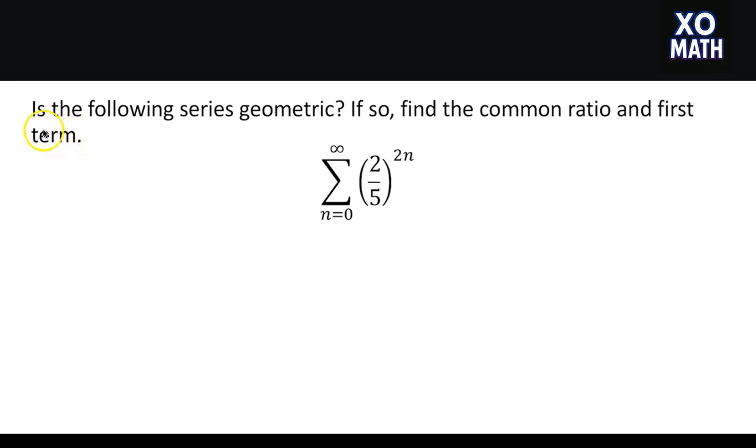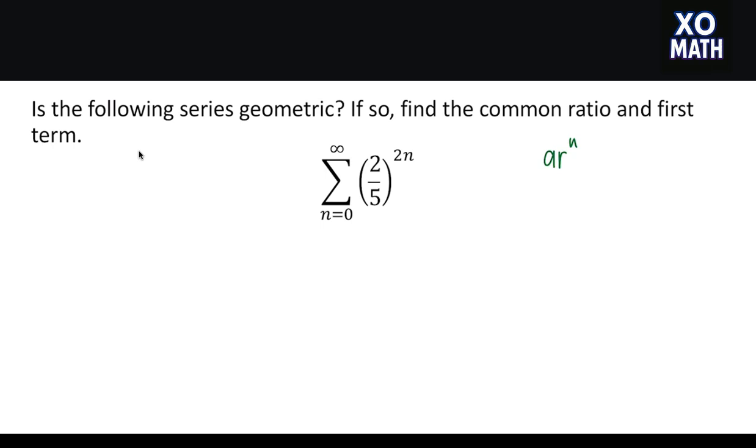For the following problems, we want to know, is the following series geometric? If so, find the common ratio and the first term. To determine if a series is geometric, we would need the general term to be able to be rewritten to have the form ar to the n.